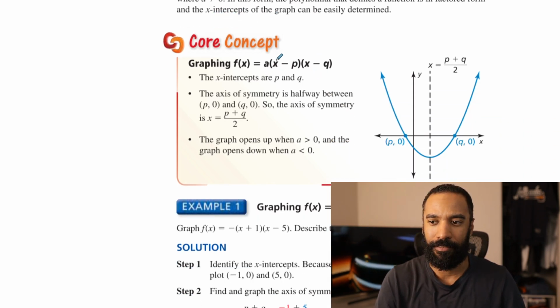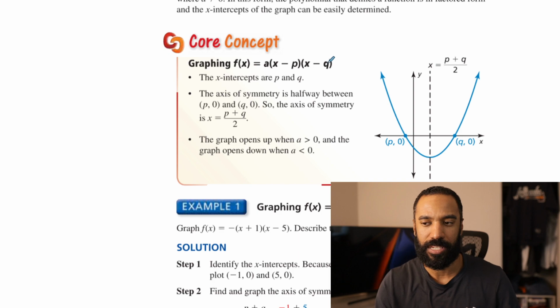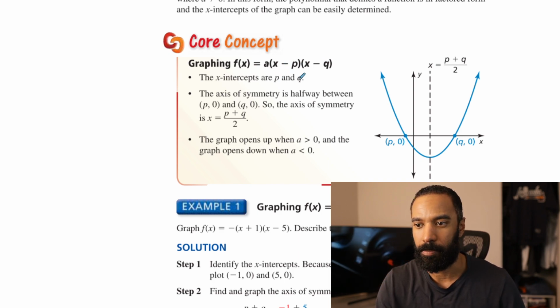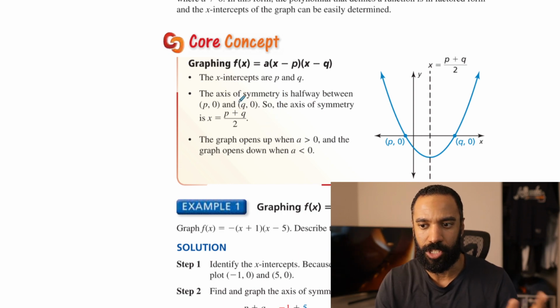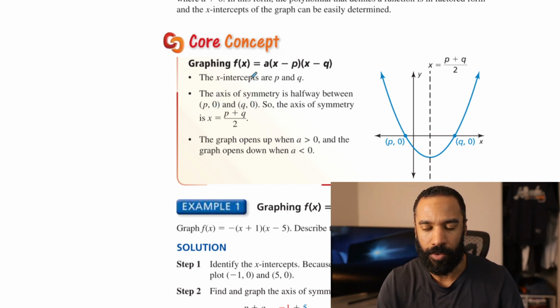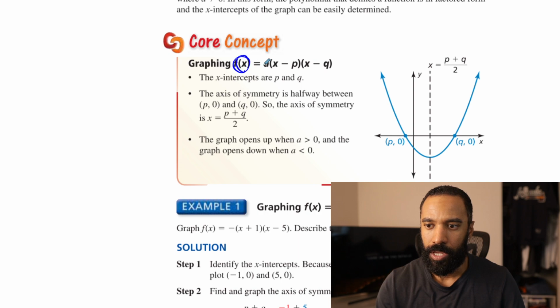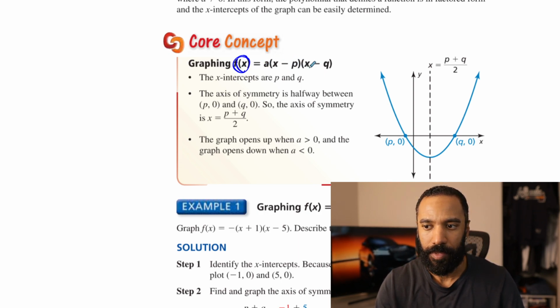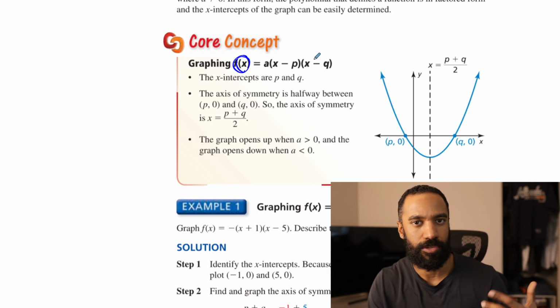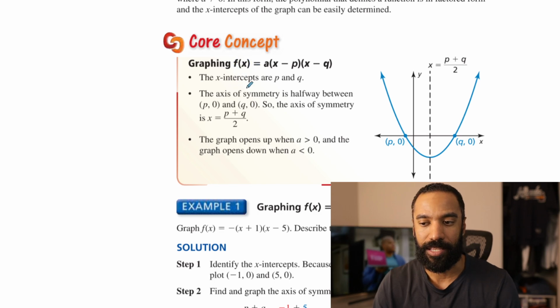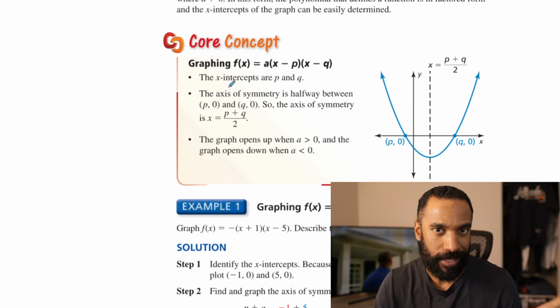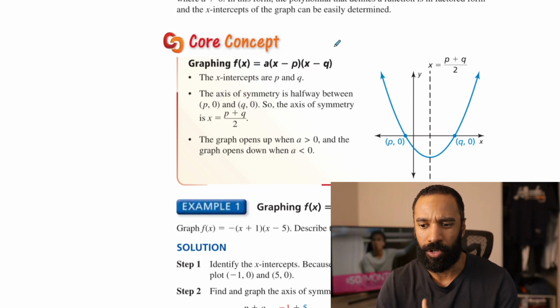If you have this form factored in the x minus p times x minus q, your x-intercepts are p and q. The reason for this is because when y is 0, you can use the zero product property and say if this times this equals 0, either this equals 0 or that equals 0, and then you solve using that zero product property. We did that a lot in chapter 2. So it's that same setup. We can automatically set it up like that and kind of solve. Maybe I'll do it once over, or they'll show you that.